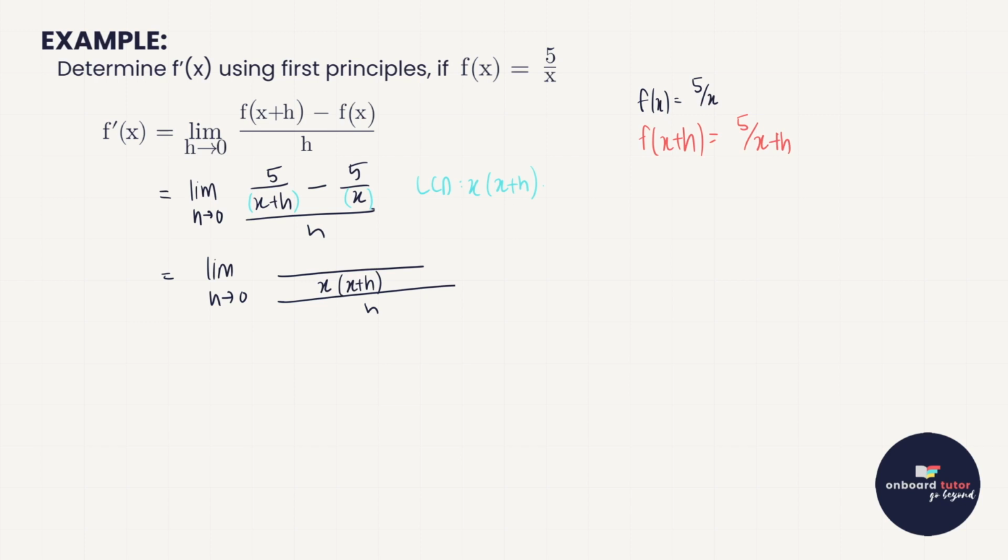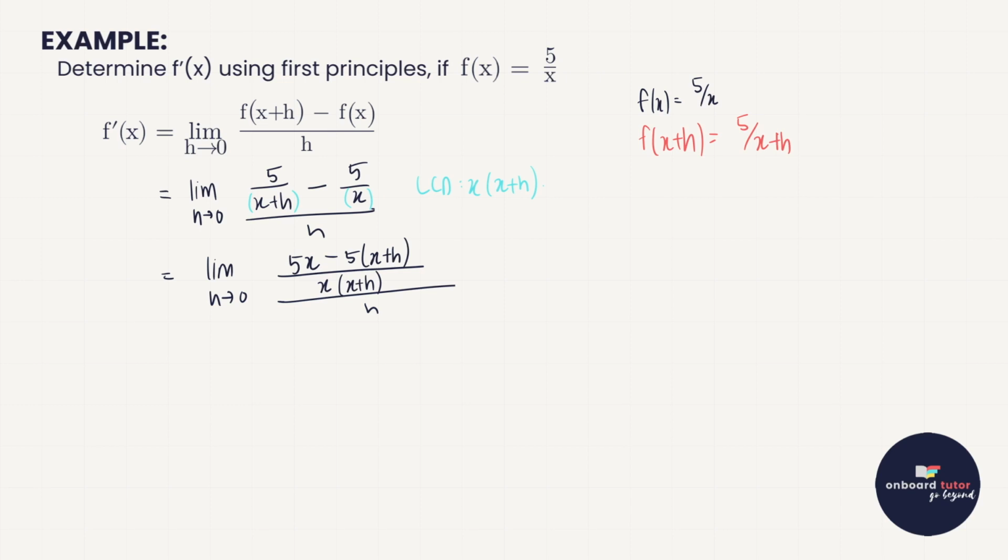Okay, and now this first term here has an x plus h, so it needs to multiply by x. So that's going to become 5x minus, this second term here has an x, it needs an x plus h. So what I do to the bottom, I do to the top. So minus 5 times x plus h.